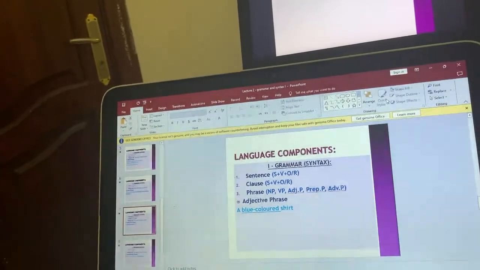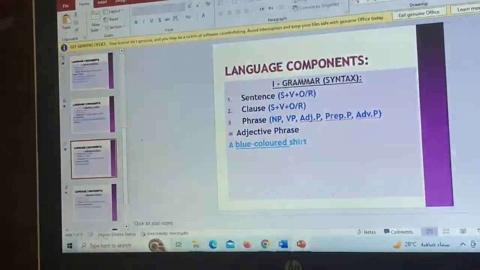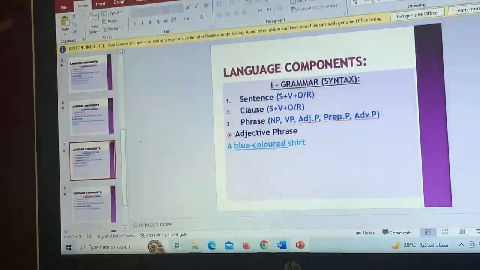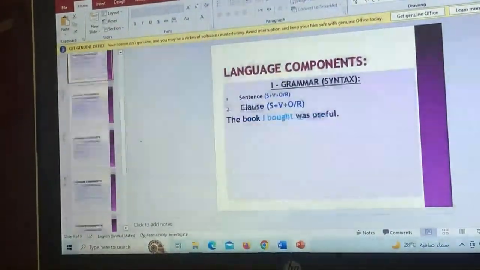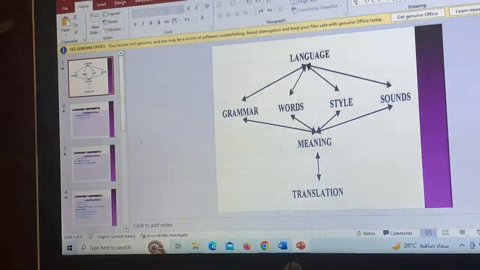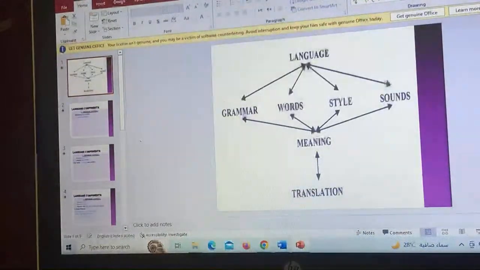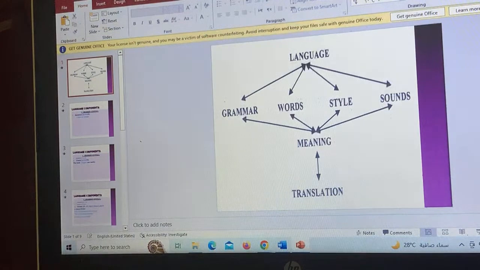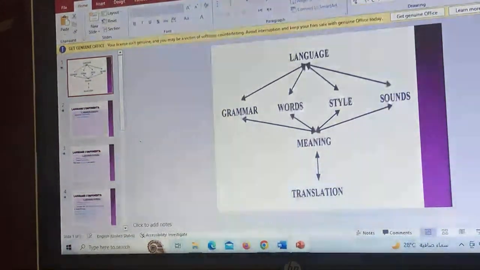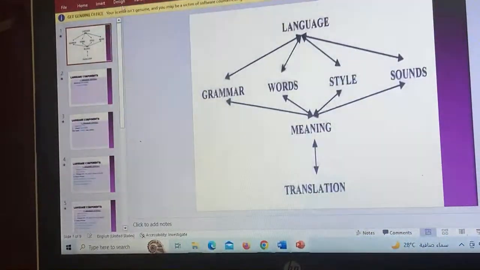As you can see here, we are talking about the actual components that are supposed to be in grammar. Let me start from the beginning. As you know, there is language, and in language we are looking at grammar, words, style, and sounds, which I will be looking at first before I move on to any other elements or parts that you need to be aware of and concerned with.